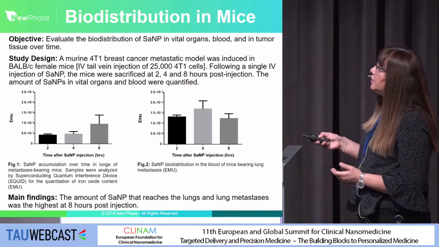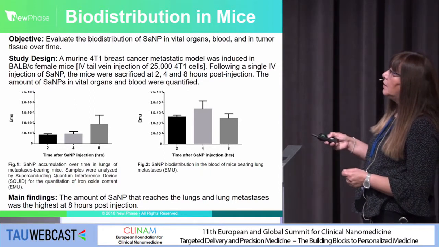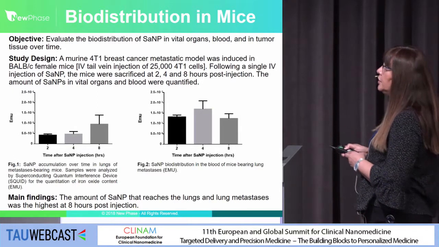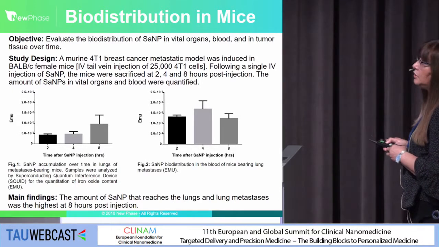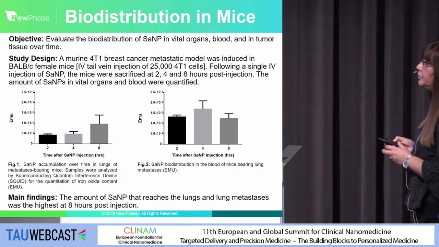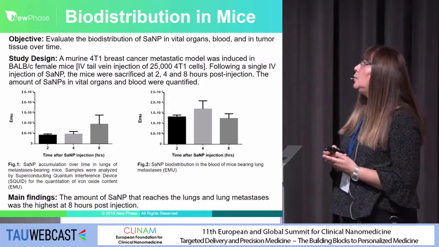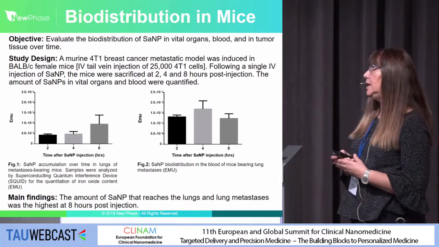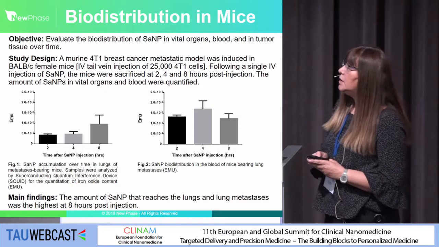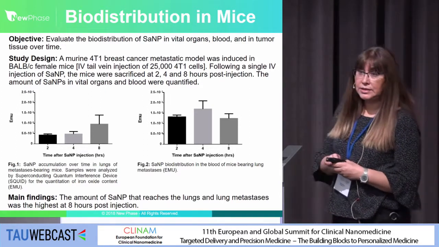So you can see here the accumulation of Sarah nanoparticle in the lungs, which was the highest at 8 hours post-injection. And here you can see the distribution in blood, which was the highest 4 hours post-injection, and decreased thereafter. So there is a trade-off between the blood and the lungs, and when the amount in the blood decreases, it allows the amount in the lungs to increase.